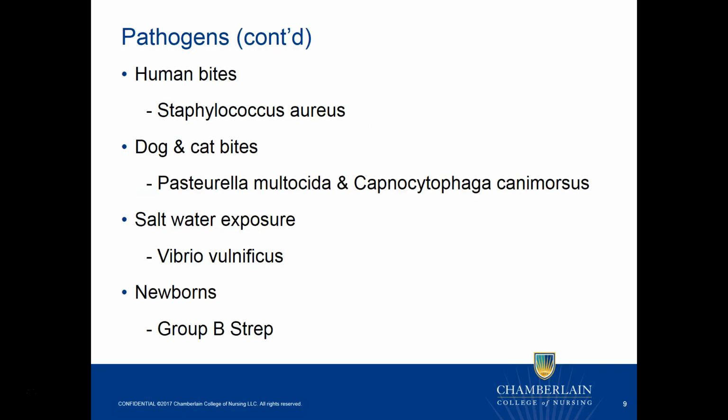Certain types of injuries or etiologies are associated with more likely pathogens. For example, human bites are associated with Staphylococcus aureus. Dog and cat bites are associated with Pasteurella multocida and Capnocytophaga canimorsus. Saltwater exposure is associated with Vibrio vulnificus, and newborns and infants are usually affected by group B strep.